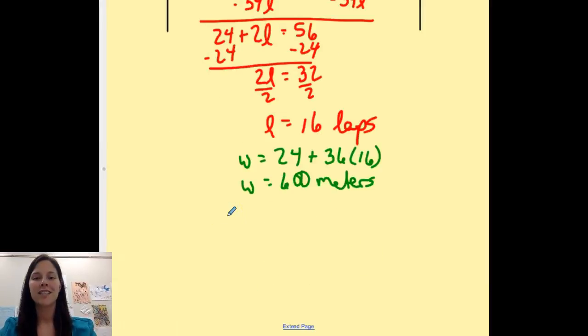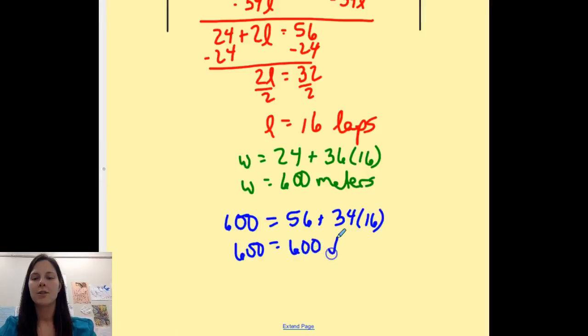Checking our solution in that second equation, 600 equals a 56-meter warm-up plus 34 meters times 16 laps. 600 equals 600, so that one checks out as well.